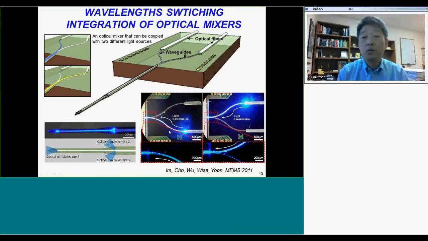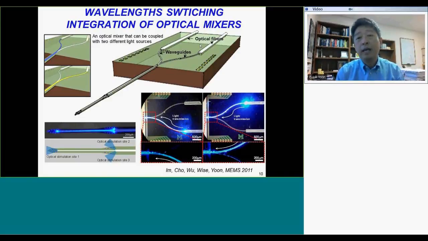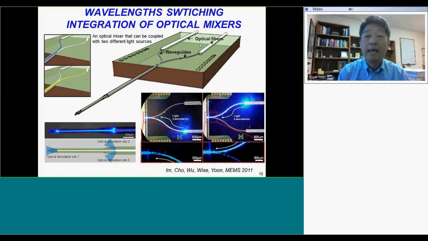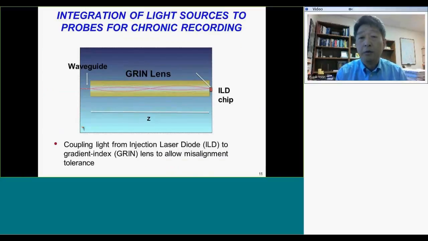But still, the light coming from the source through the optical fiber causes a big tethering problem for chronic recording. The question we wanted to answer is, can we integrate the light source at the back end of the probe? It is pretty doable, thanks to the electronics industry. You may have one of these light sources at home. It's a laser diode, which emits blue wavelength. The question is, how can we attach this laser diode at the back end with high coupling efficiency?